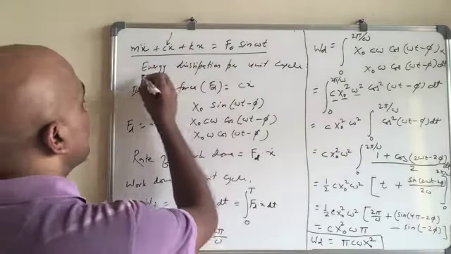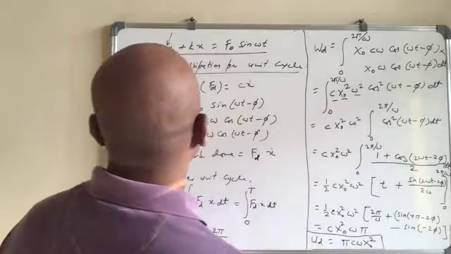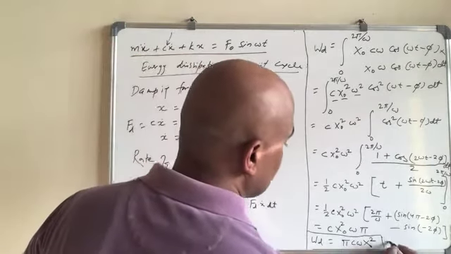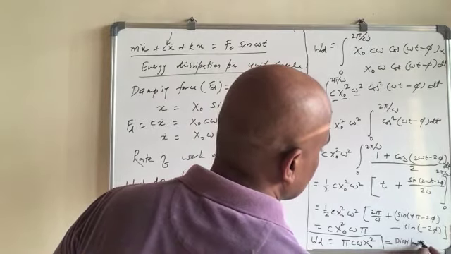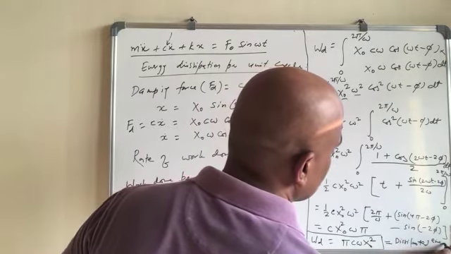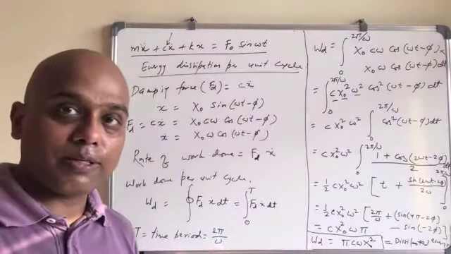So energy dissipation per unit cycle, this is the energy dissipated per unit cycle. Okay, so this is how you can calculate.